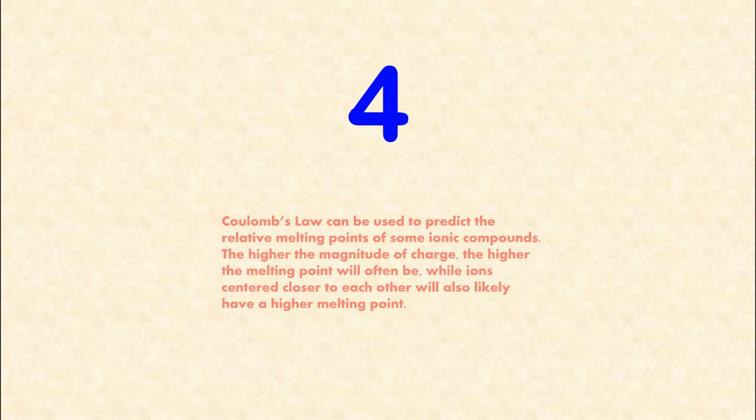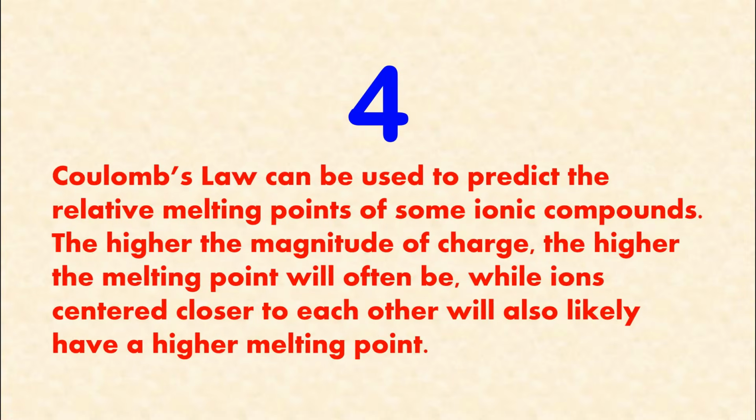Number 4. Coulomb's law can be used to predict the relative melting points of ionic compounds. The higher the magnitude of charge, the higher the melting point will often be, while ions centered closer to each other will also likely have a higher melting point.